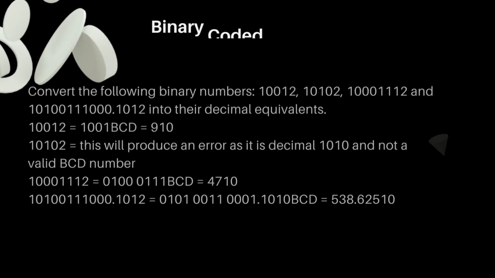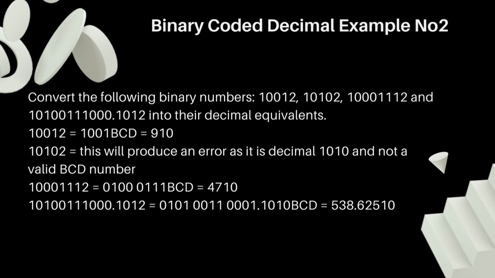Binary coded decimal example number 2. Convert the following binary numbers, 1001₂, 1010₂, 10001111₂ and 1010011100.101₂ into their decimal equivalents. 1001₂ equals 1001 BCD equals 9₁₀. 1010₂ equals this will produce an error as it is decimal 10 and not a valid BCD number. 10001111₂ equals 01000111 BCD equals 47₁₀.